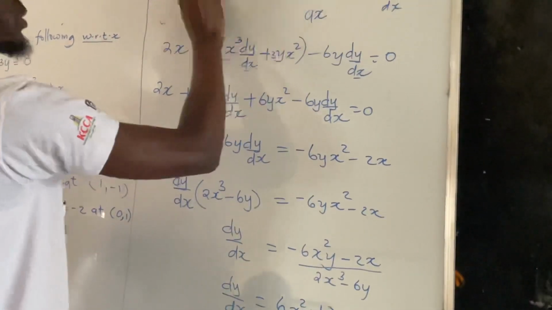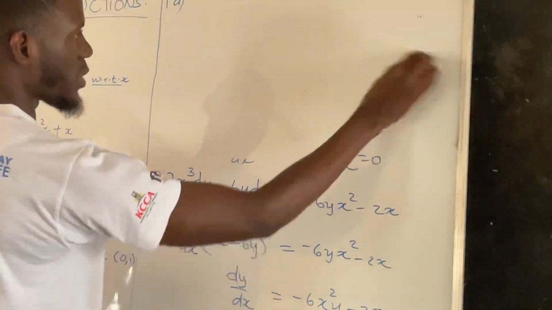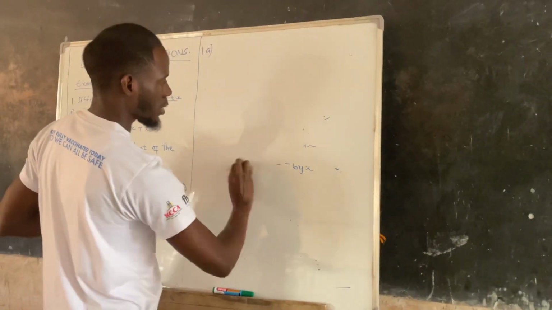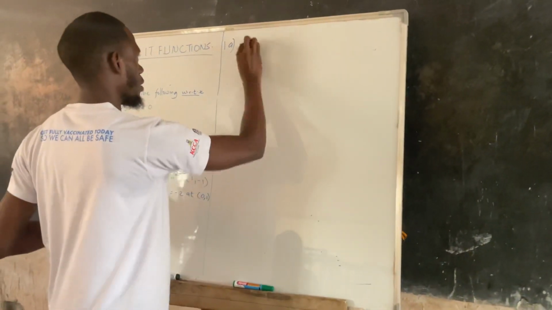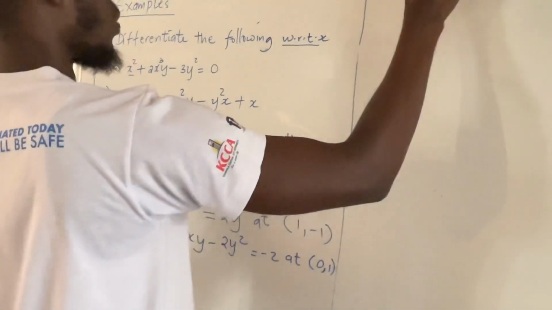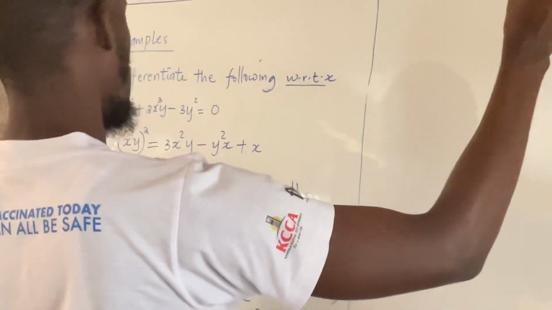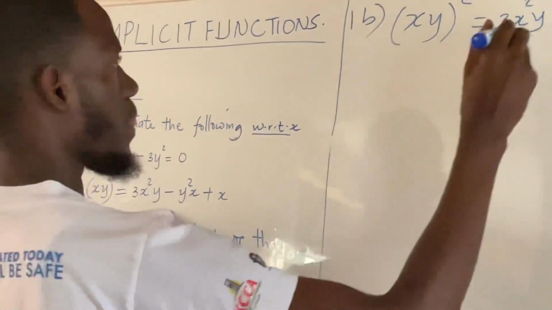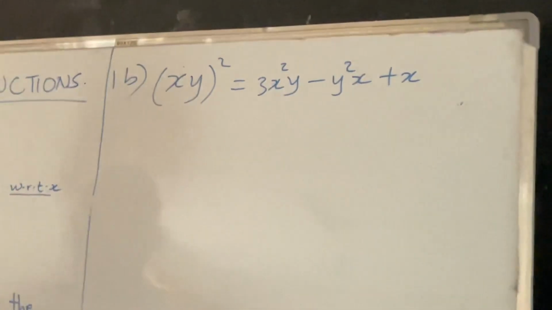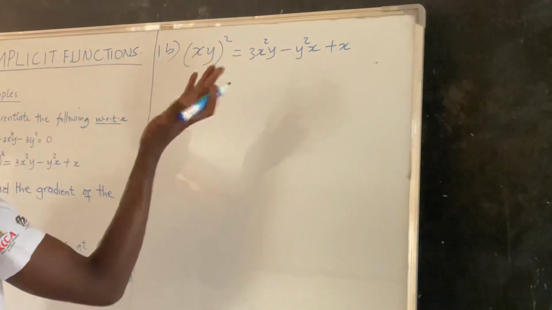Then still in the same line, we are going to look at another example, still an example of an implicit, part B. Another example goes, they have given us (xy) in brackets squared is equal to 3x squared y, then minus y squared x, then plus x. Okay, so still this is an implicit. It is very hard for us to make any subject, so we differentiate each term as it is.